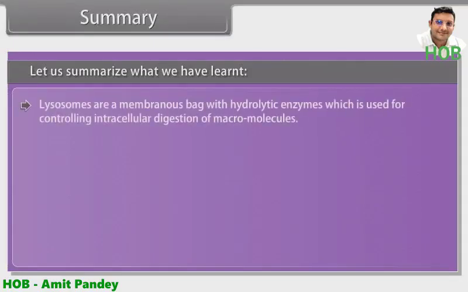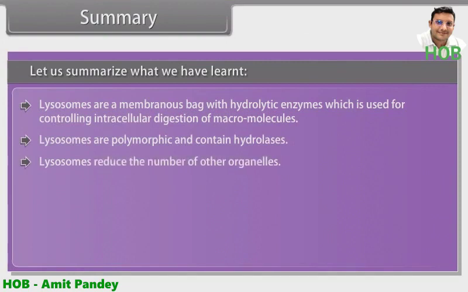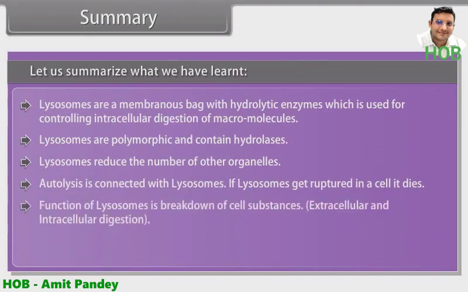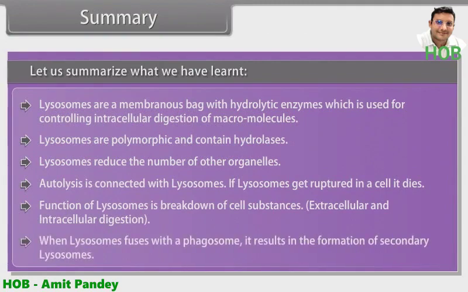Lysosomes are membranous bags with hydrolytic enzymes, which are used for controlling intracellular digestion of macromolecules. Lysosomes are polymorphic and contain hydrolases. Lysosomes reduce the number of other organelles. Autolysis is connected with lysosomes. If lysosomes get ruptured in a cell, it dies. Function of lysosomes is breakdown of cell substances. When lysosomes fuse with a phagosome, it results in the formation of secondary lysosomes.